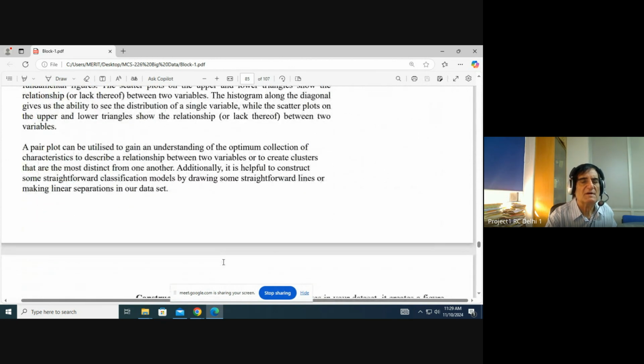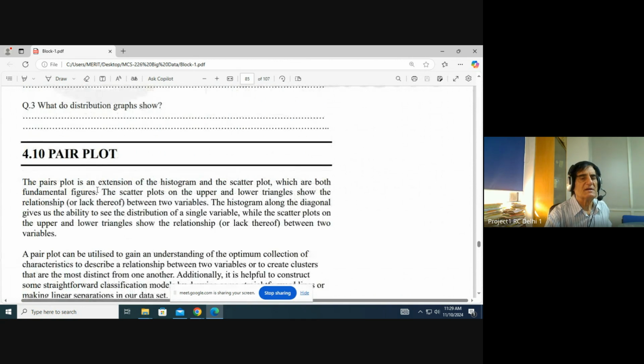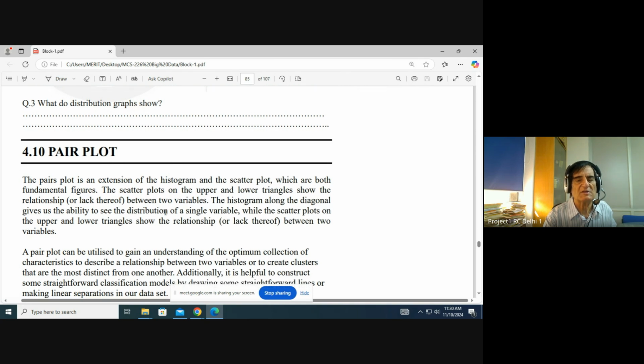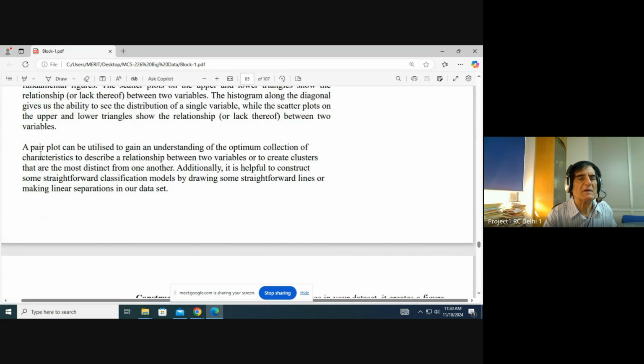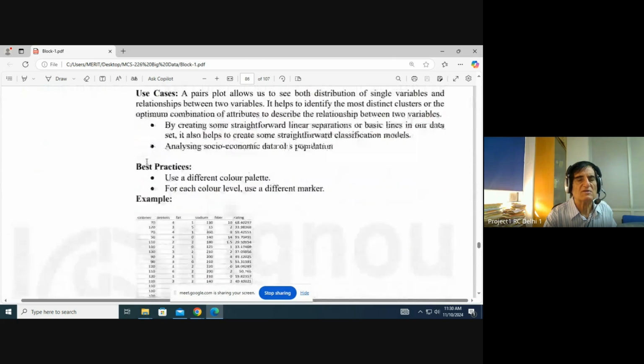Pair plot. Pair plot is an extension of histogram and the scatter plot, which are both fundamental figures. The scatter plots on the upper and lower triangle show the relationship between two variables. So that type of thing. A pair plot can be utilized to gain an understanding of the optimum collection of characteristics and all that.